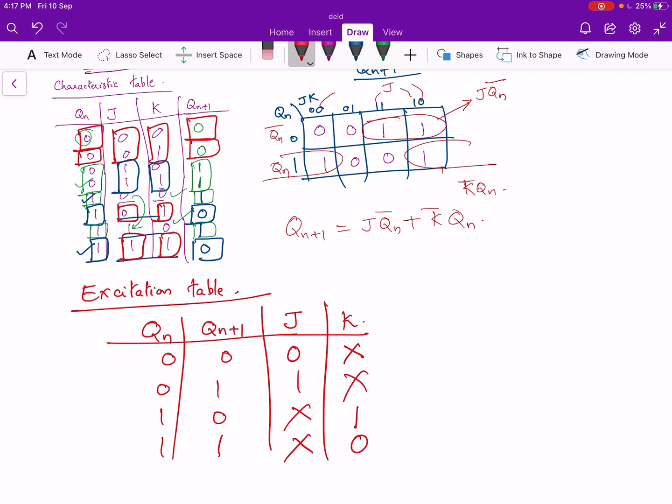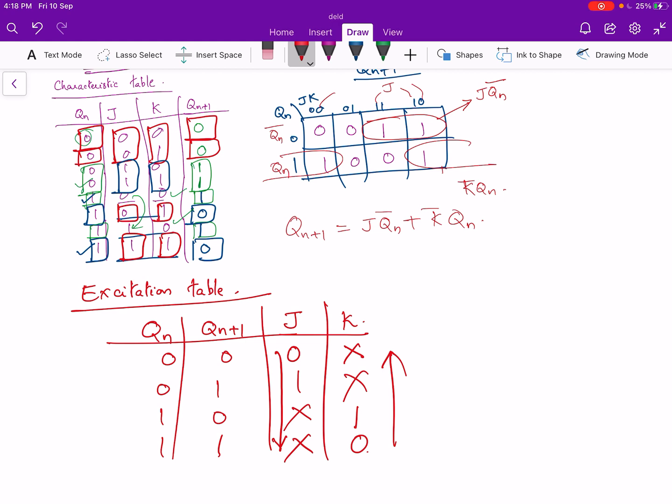So it is 0 don't care, 1 don't care 1 and don't care 0. So one way to remember this is, we can move from top to bottom. It will be 0 1 don't care for J, and if we move from bottom to top for K, then it would be again 0 1 don't care. So this is an easy way of remembering the excitation table, and we have to study this table.